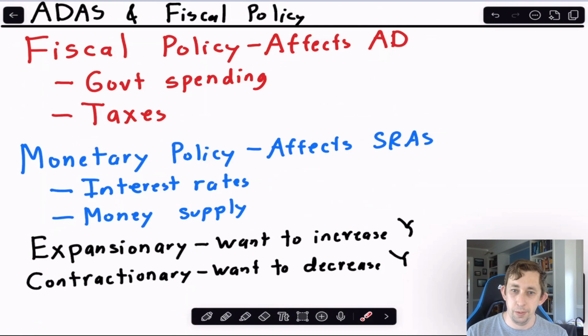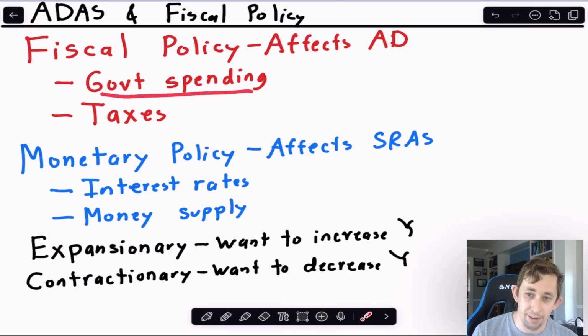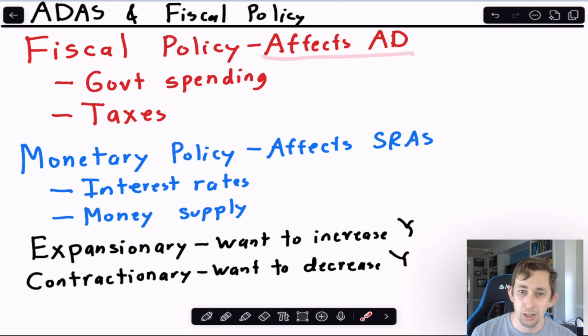So now that we know that we do have automatic stabilization, although it's kind of slow, let's think about the different tools that we have in terms of government and the central bank to try and address these inflationary and recessionary gaps. When we talk about fiscal policy, there are two different levers the government can pull. They can increase or decrease government spending. They can increase or decrease taxes. Both of those levers are going to affect the aggregate demand curve. They're not going to affect the aggregate supply curve.